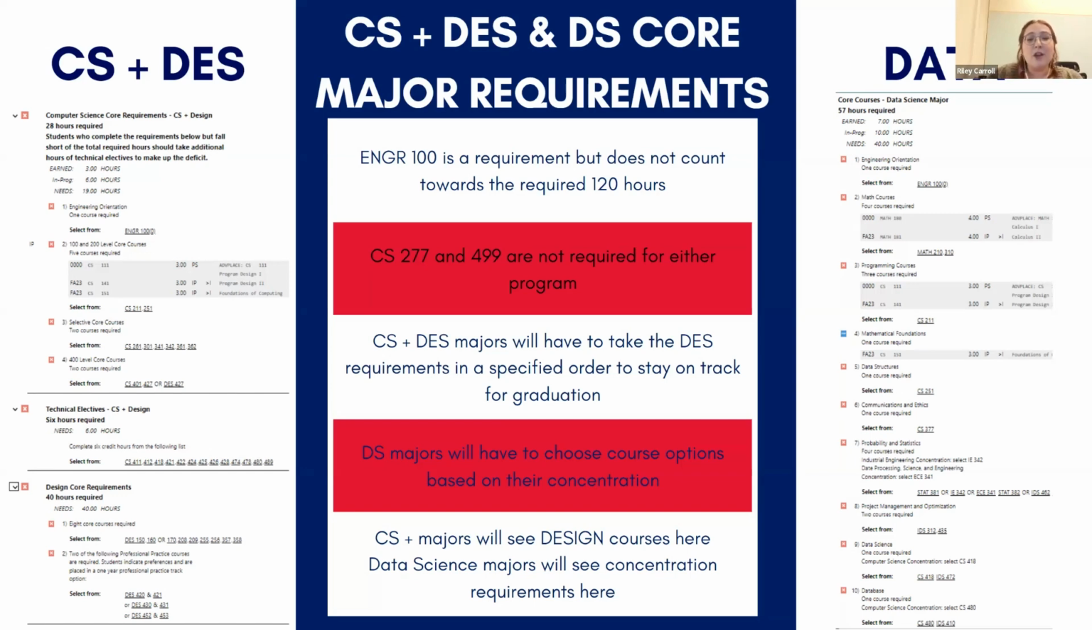Data science majors will have their concentration specific requirements listed in this core courses section as well. If those requirements are outside of the CS class catalog, then we won't be covering them today. So please make sure to bring these plans or questions to any meetings you have with your advisor to get more information and make sure you're staying on track.